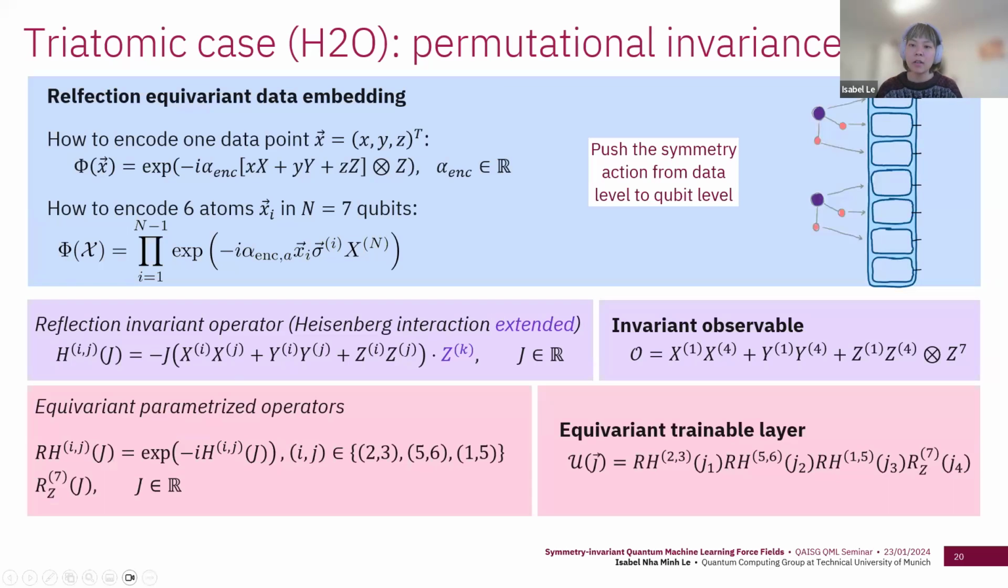And for the equivariant parametrized operator, we can again just exponentiate, but we need to look out for suitable qubit pairs again, such that we can ensure our permutational symmetry. And the overall equivariant trainable layer then consists of the exponentiated Heisenberg interaction for suitable qubit pairs for the first 6 qubits. So this is where we encode our 6 atoms of the water dimer, and a Z rotation on the ancilla qubit.